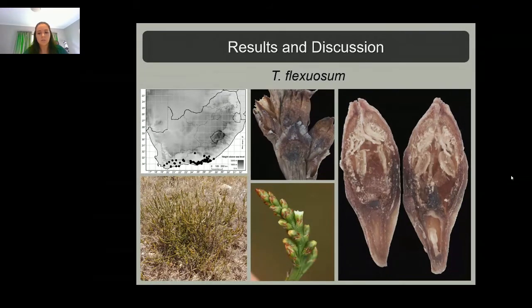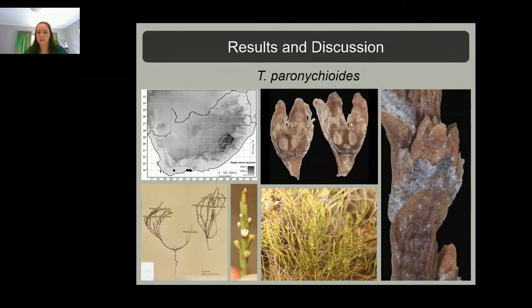So Thesium flexiosum is very similar to Thesium paranochioides. You can see it also has those hooded flower lobes and that very sparse beard, these same bract margins. But at the time of publishing, we had only studied this species from specimens, so we had not yet found it in the field. So we only knew it from the type collection here in Swellendam, and then a few other collections. But this locality, because it was so far removed, we were not sure that it was correct.